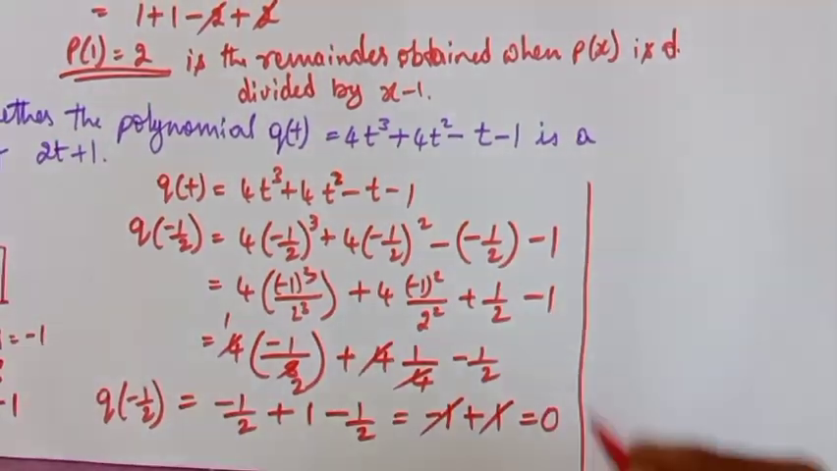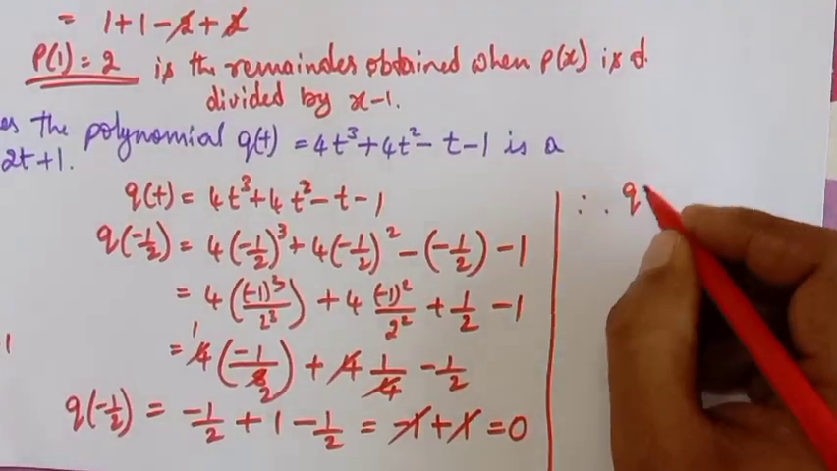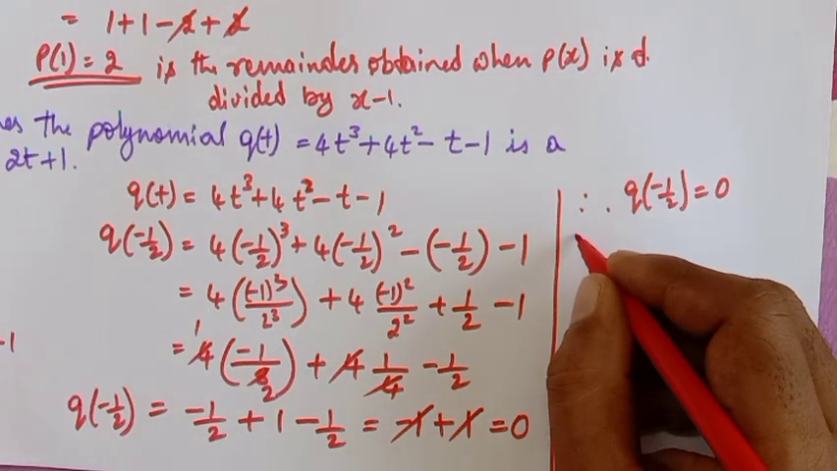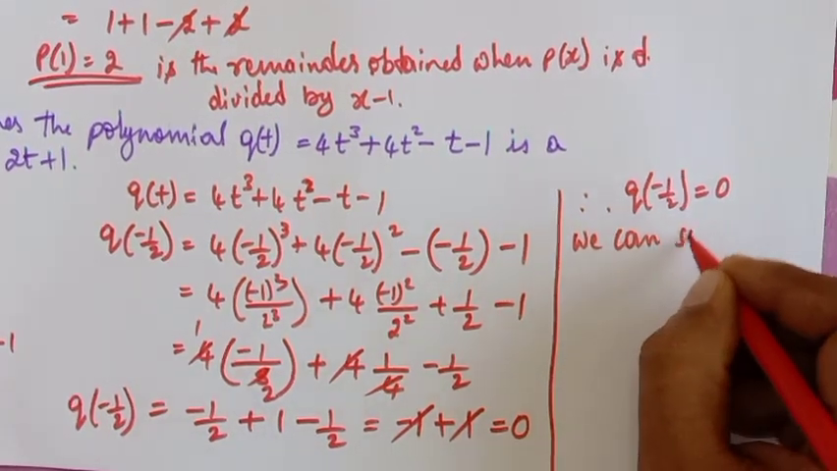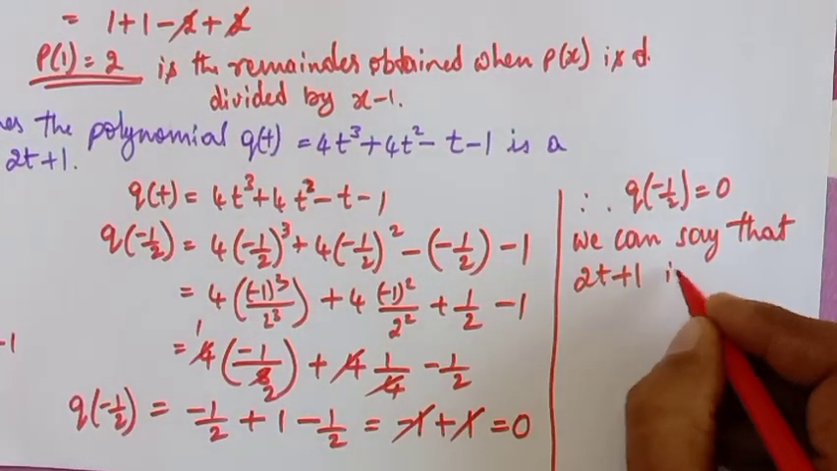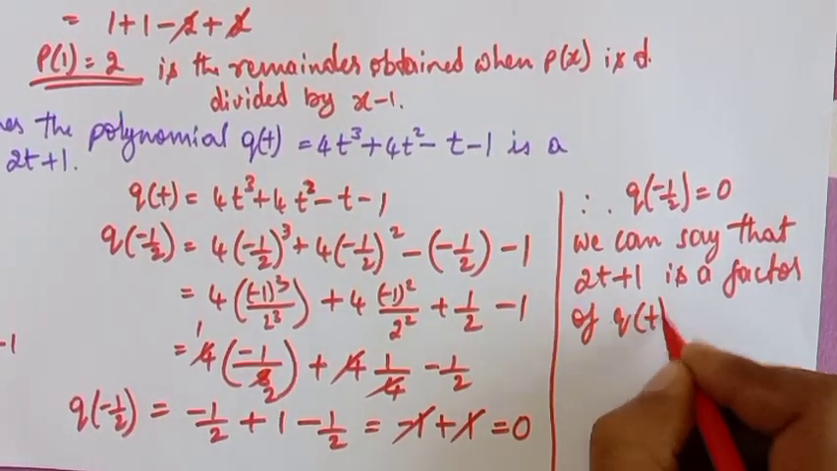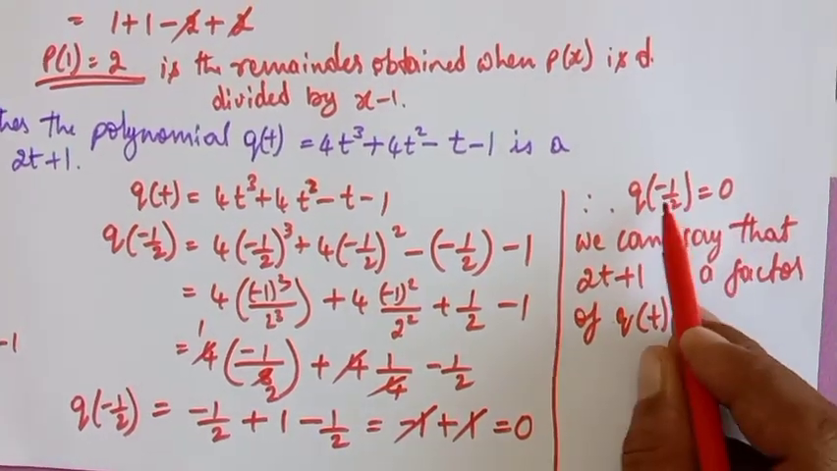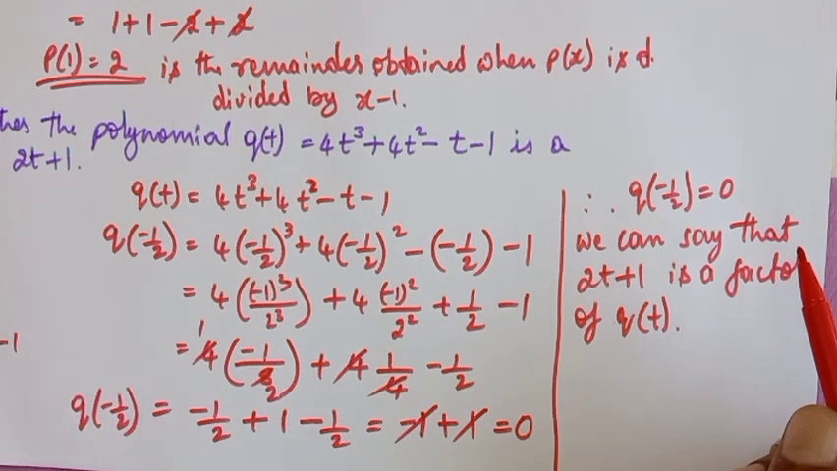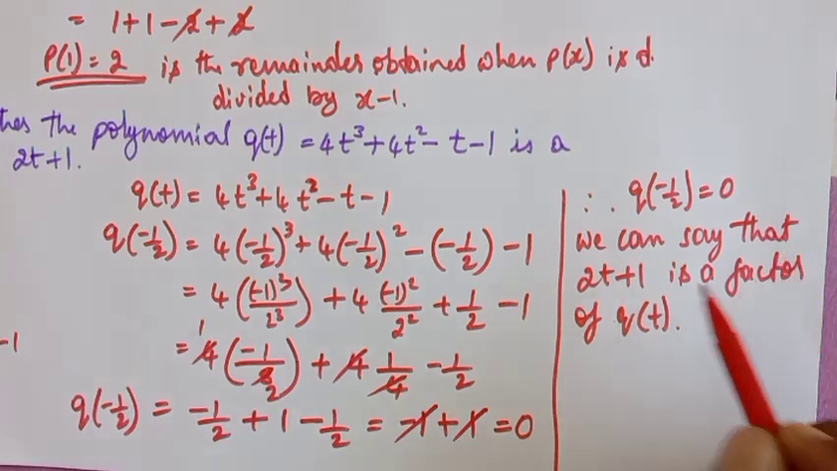Therefore, as q of minus half is equal to 0, we can say that 2t plus 1 is a factor of q of t. If it would not have been equal to 0, then we can't say that it is a factor of the given polynomial. As it is equal to 0, it is a factor of the given polynomial.